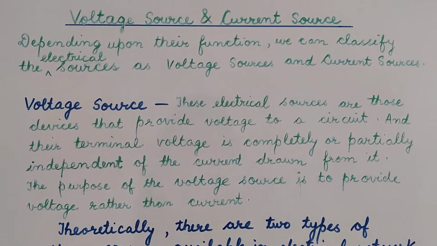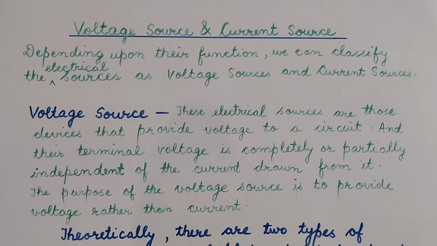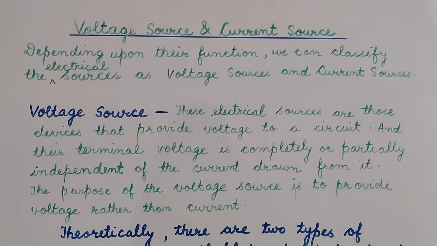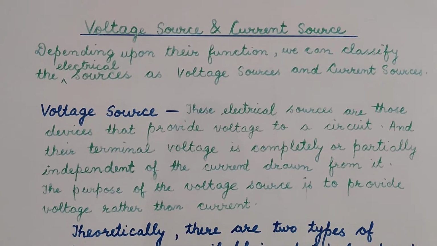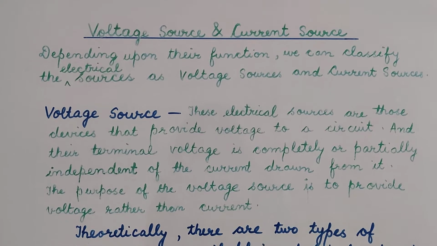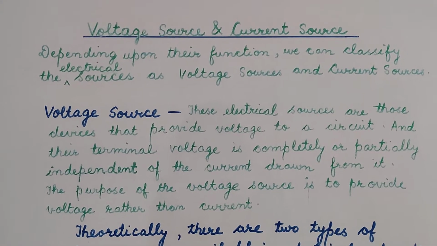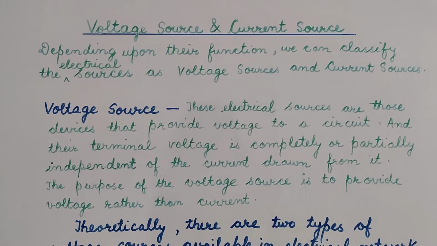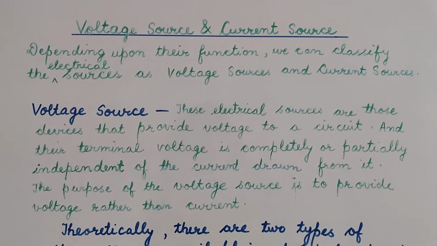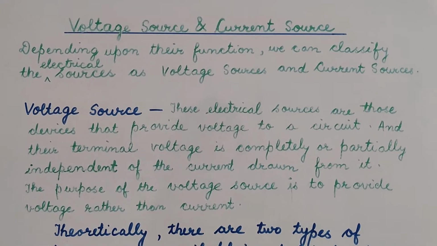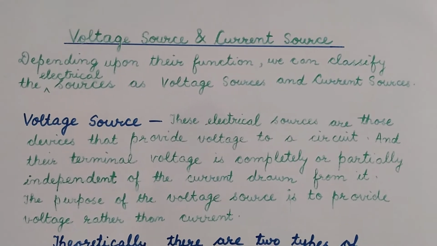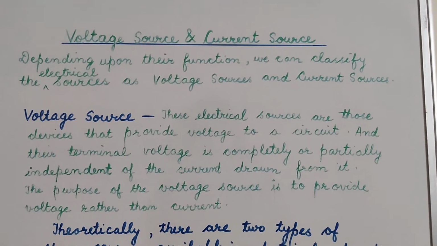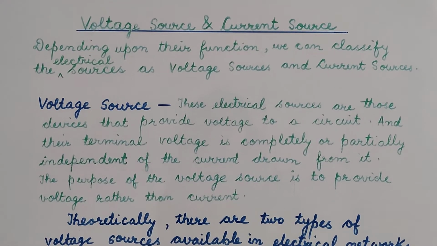The type of the active circuit elements that are most important to us are those that supply the electrical energy to the circuit or the network which is connected to them. These are called the electrical sources, and there are two types of electrical sources. The first one is the voltage source and the second one is the current source. We will be discussing both these types of sources one by one.